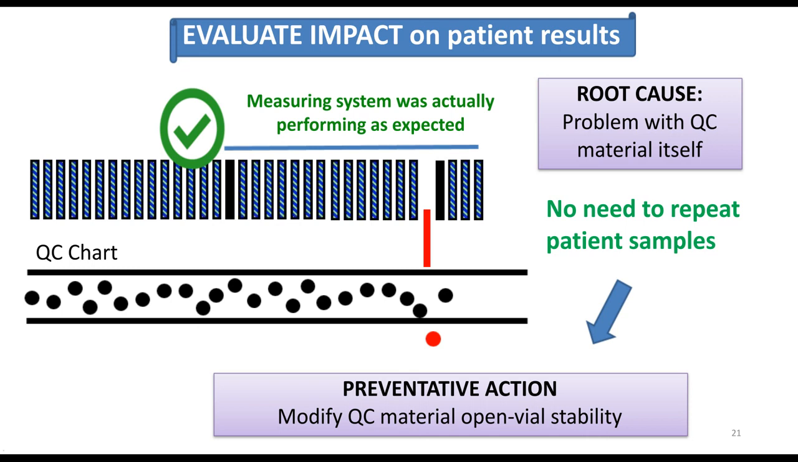So the red bar in the graph shows the QC failure obtained in the previous example. The black bar represents the fact that acceptable QC results were obtained after corrective action was implemented. Now we need to evaluate the impact on patient results. Since the out-of-control event was due to a problem with the QC material itself, it would not have impacted the patient sample results because there was no actual problem with the analytical measuring system. Therefore, previously reported patient samples do not need to be repeated.